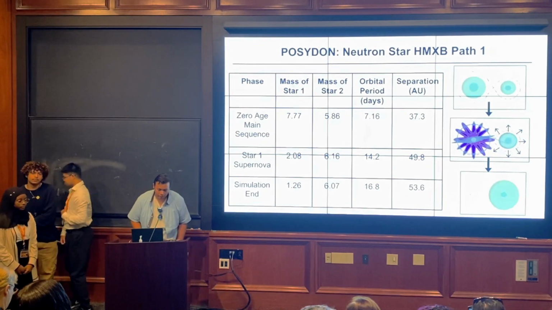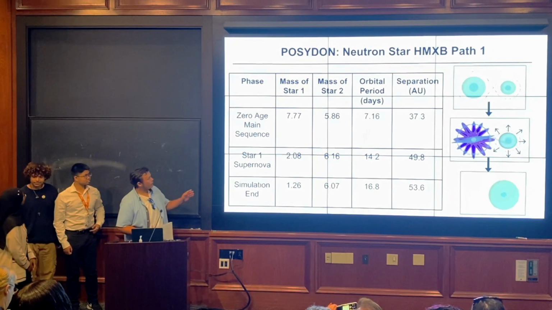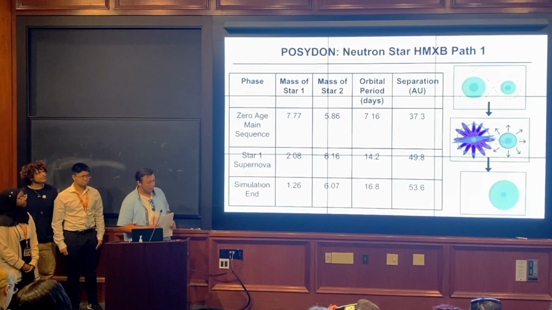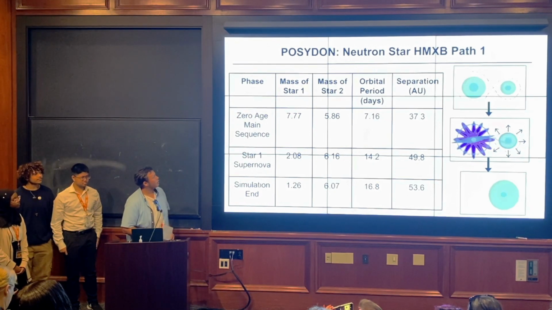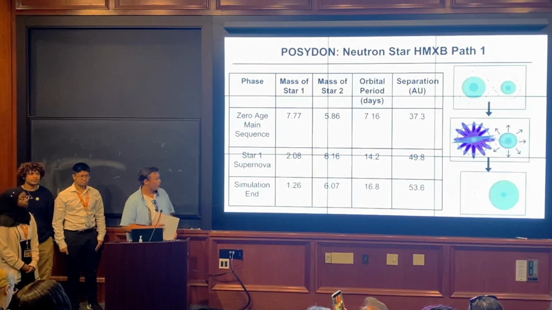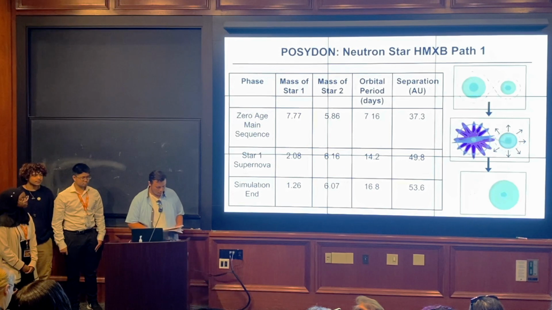So right now we're going to look at POSYDON neutron star high mass X-ray binary path 1. These phases take millions of years, and the simulation starts off with ZAMS, or zero age main sequence. And this particular zero age main sequence leads star 1 to supernova, which then leads it to the end of the simulation where it becomes a neutron star with a high mass companion star.